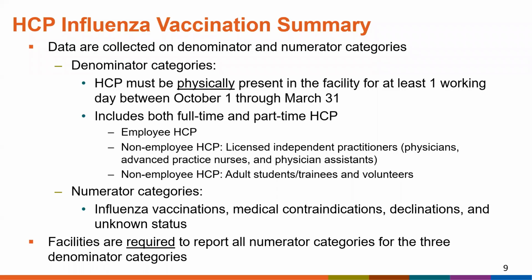This slide presents an overview of data collection. Data are collected on denominator and numerator categories. For the denominator, healthcare personnel must be physically present in the facility for at least 1 working day between October 1st through March 31st. This includes both full-time and part-time healthcare personnel, which are employees, non-employee licensed independent practitioners, and adult students, trainees, and volunteers.